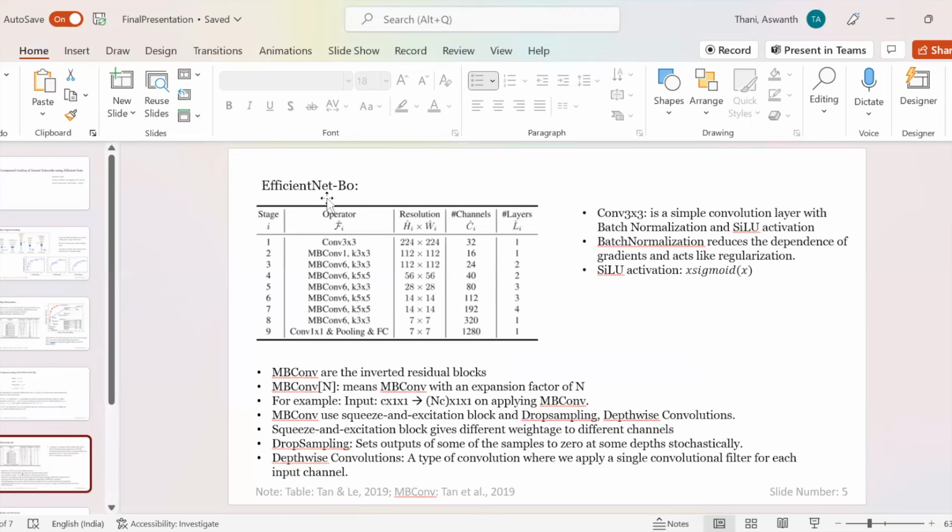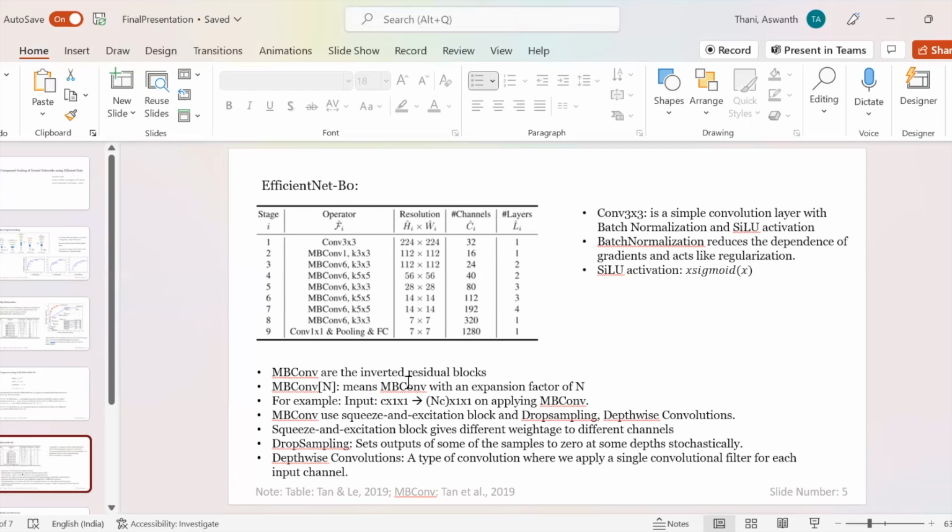The EfficientNet B0 has the following architecture. It has convolution 3x3. That means it's a simple convolution layer with batch normalization and the swish activation function. So 3x3 is the kernel size used here. The batch normalization reduces the dependency of the gradients and adds a regularization effect. And the swish activation function can be given by this formula.